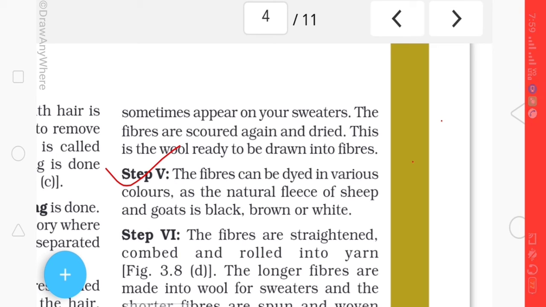But what are we doing? We use clothes of different colors, isn't it? So we need different colors of clothes, or we need different colors in wool. So in the fifth step, what do we do? We can dye. Dye means we can put color. So we can color the fibers into different colors.